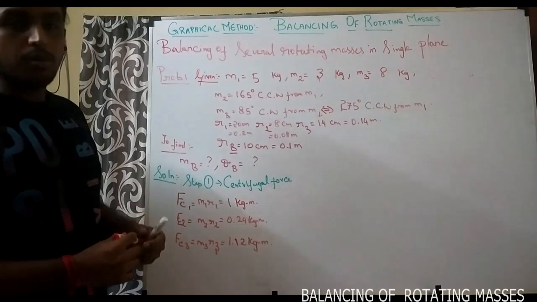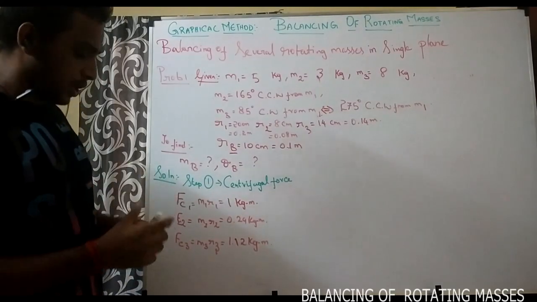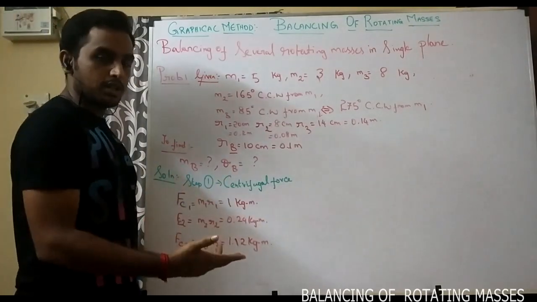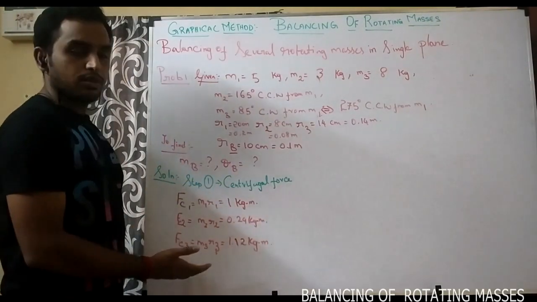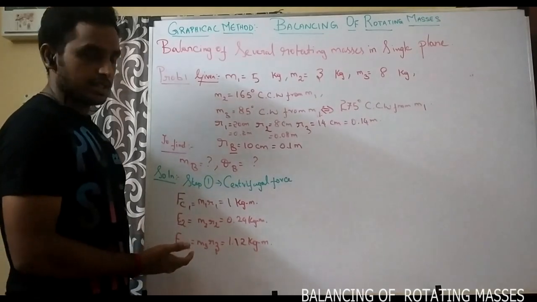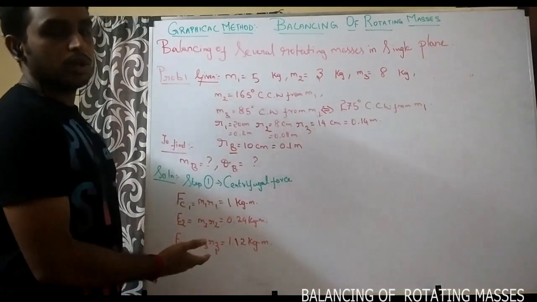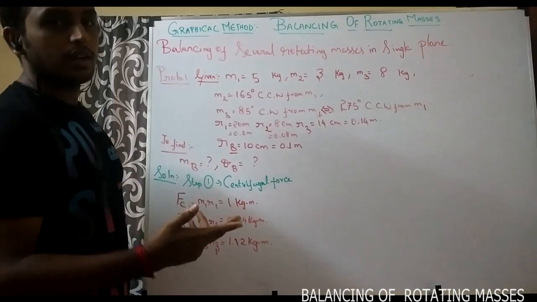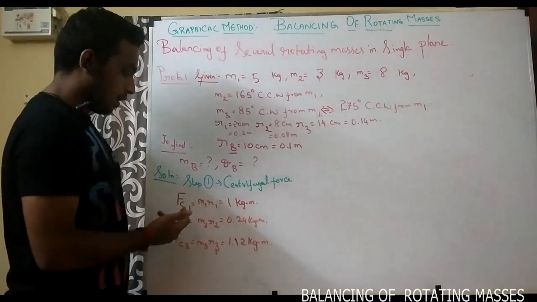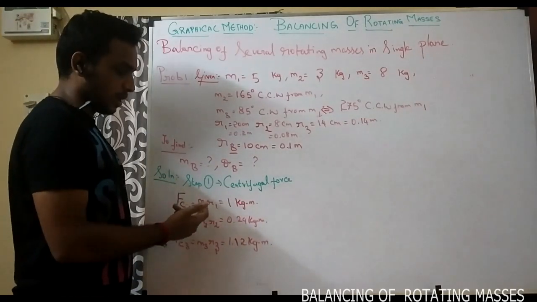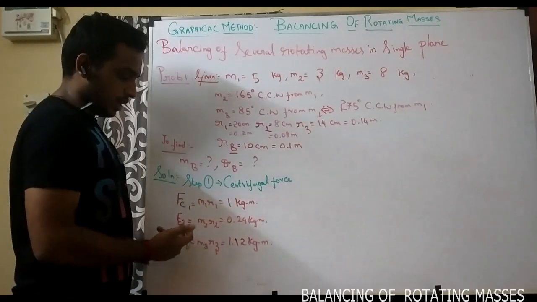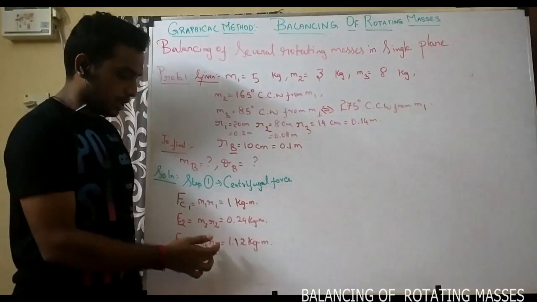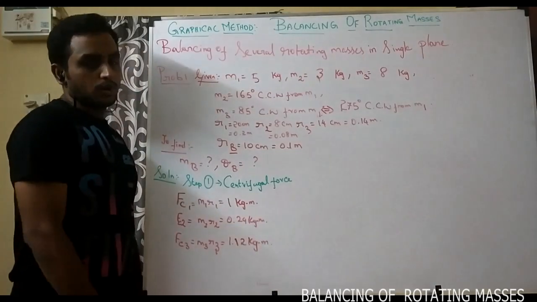So before solving, how can we approach these kinds of problems? First of all, we need to find the centrifugal force, that is the out of balance force created by these different forces, FC1, FC2, FC3, contributed by masses M1, M2, M3, which act at a certain distance from the geometric center of your shaft. So we have obtained FC1 is equal to M1 into R1 is equal to 1 kg meter, FC2 is equal to M2 into R2 is equal to 0.24 kg meter, and FC3 is equal to M3 into R3 is equal to 1.12 kg meter.